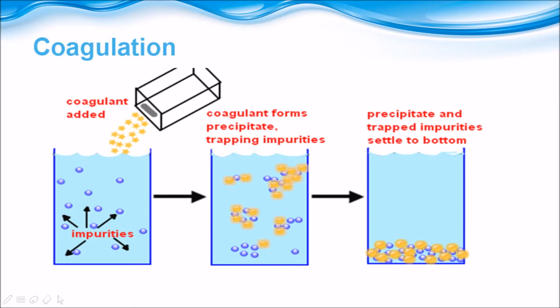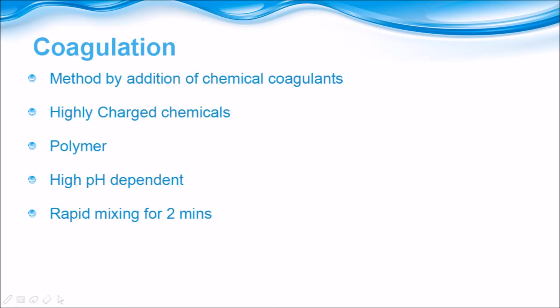Coagulation is normally performed by rapid mixing the raw water with the coagulants for about 2 minutes. As you can see here, in the first process, coagulant is added into the water with impurities. As a precipitate forms, it will fall into the bottom of the tank and proceed to flocculation. Here are the key points for coagulation. It is a method by addition of chemical coagulants. They are highly charged chemicals, which can be inorganic or organic polymers. The process is only effective at pH between 5 and 8 and has to undergo rapid mixing for 2 minutes. I will now proceed on with flocculation by Yunxi.